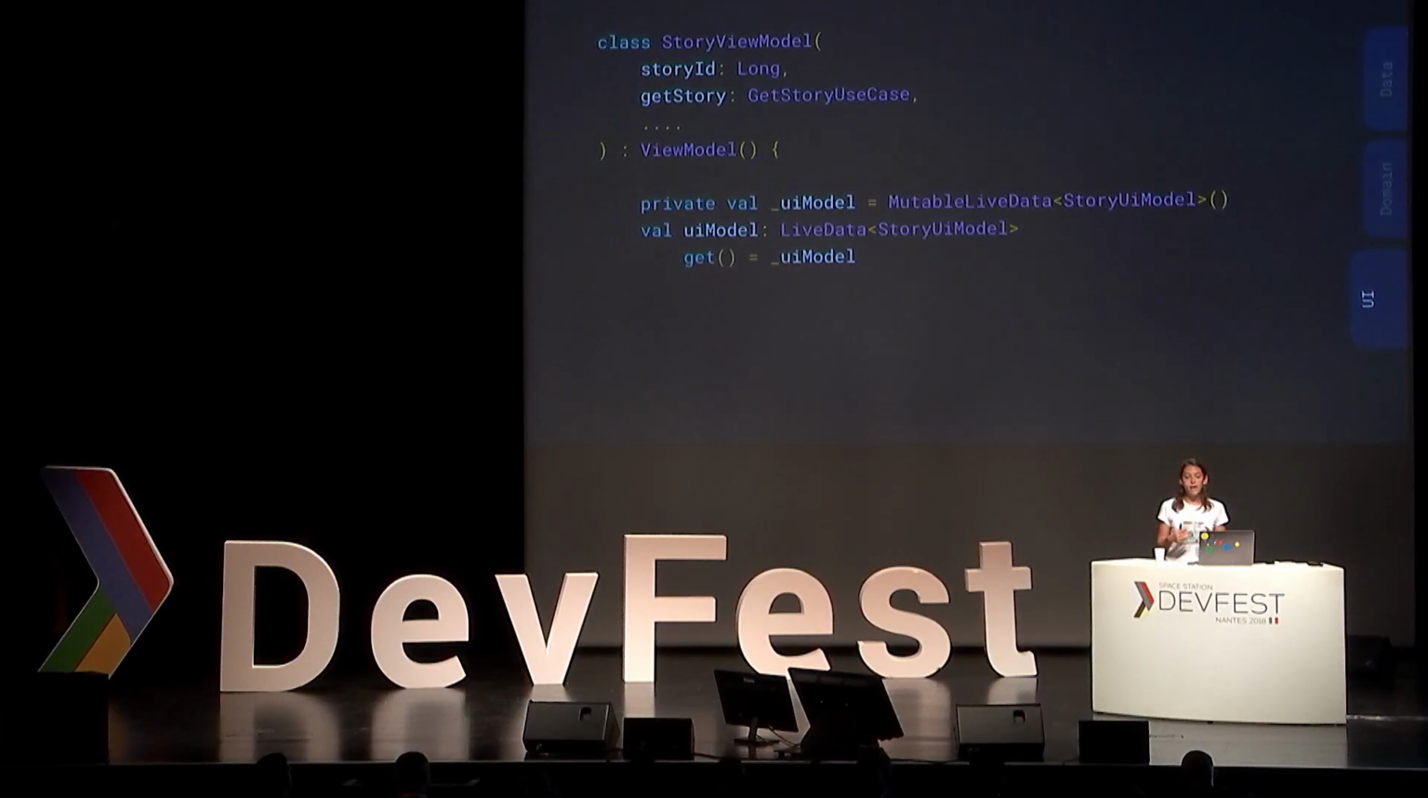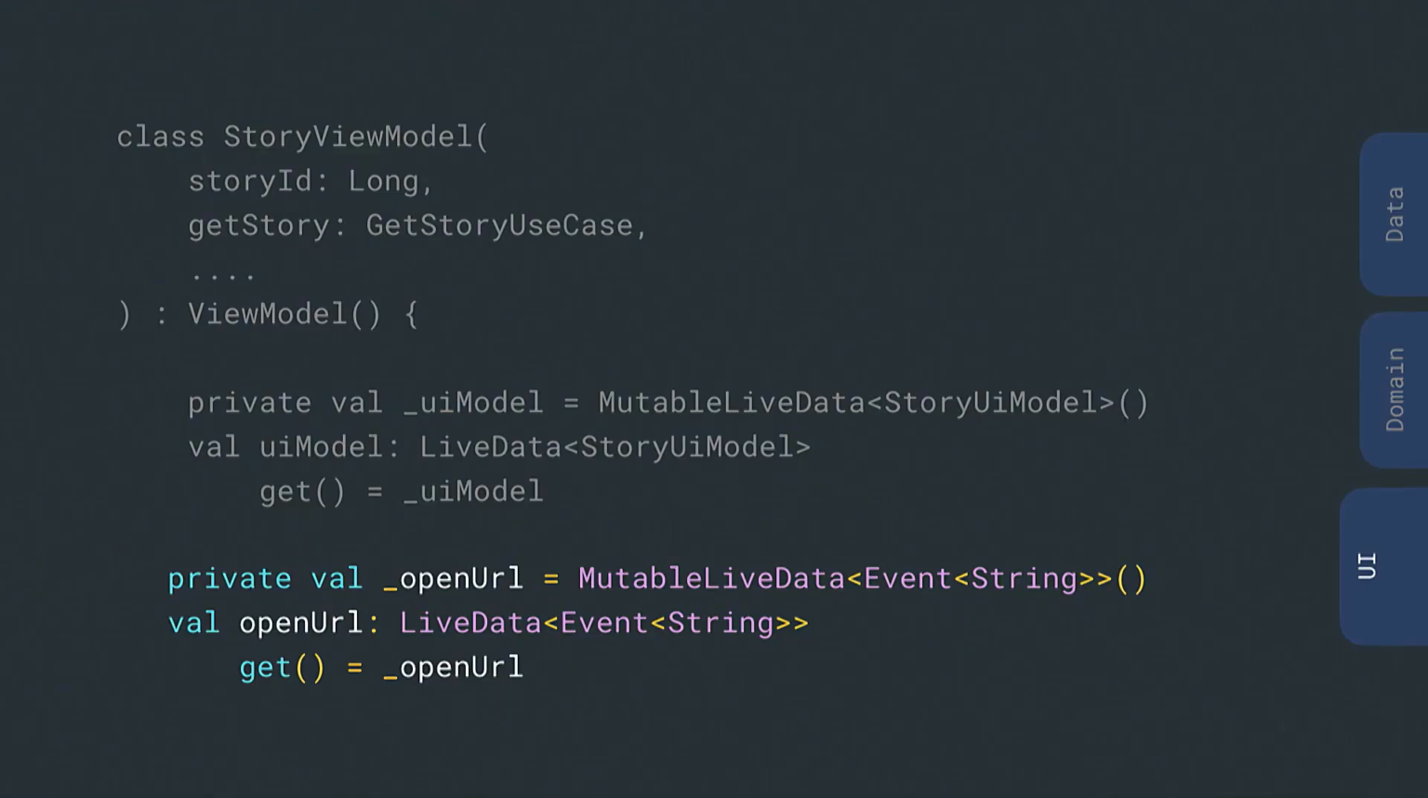OK, so in the implementation of the view model, we would expose a live data of a story UI model. We would also use a mutable live data as a backing property because we wanted to make sure that only the view model is the one that modifies this live data. And then the live data that's consumed by the activity can't be modified by it. And we're exposing separate live data for events. For example, if you want to open a URL or if you want to show a notification, we would expose live data of an event.